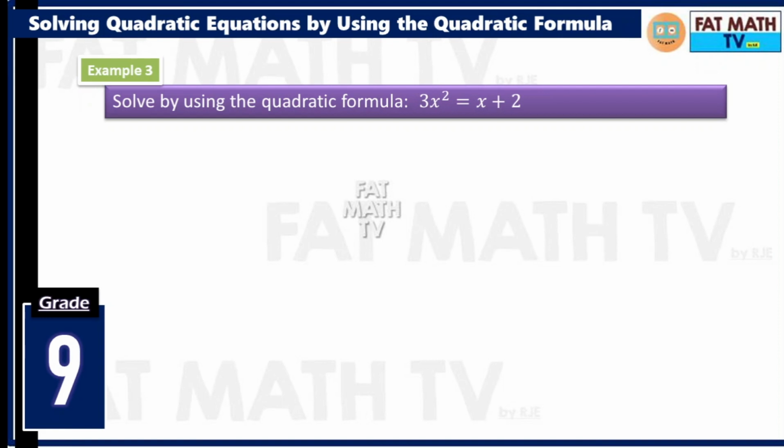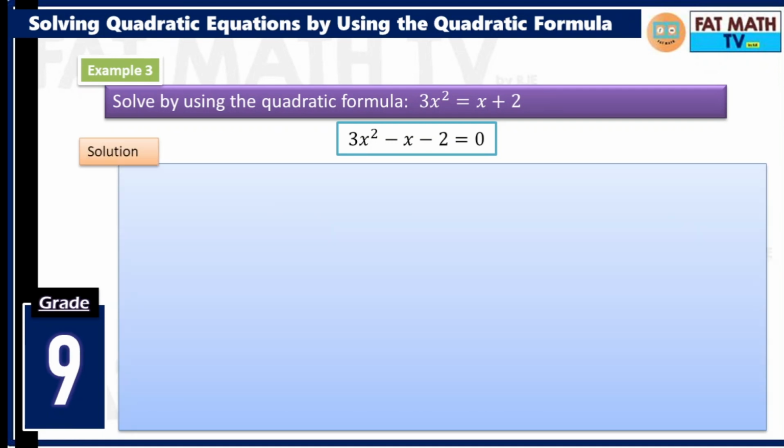Example number 3. Solve by using the quadratic formula. 3x squared equals x plus 2. So again, this is not in standard form. Rewrite this in standard form by adding negative x minus 2 to both sides of the equation, or simply say transfer x and 2 to the left. So we have 3x squared minus x minus 2. And then we can already identify our a, b, and c. So a is the coefficient of x squared, that is 3. b is the coefficient of x, so that's negative 1. c is the constant term, so that is negative 2.